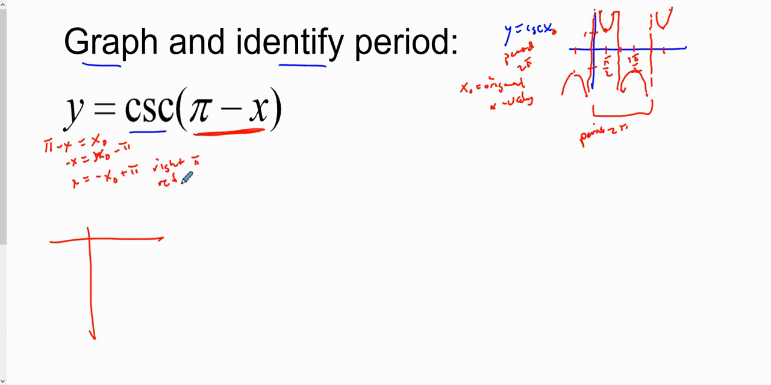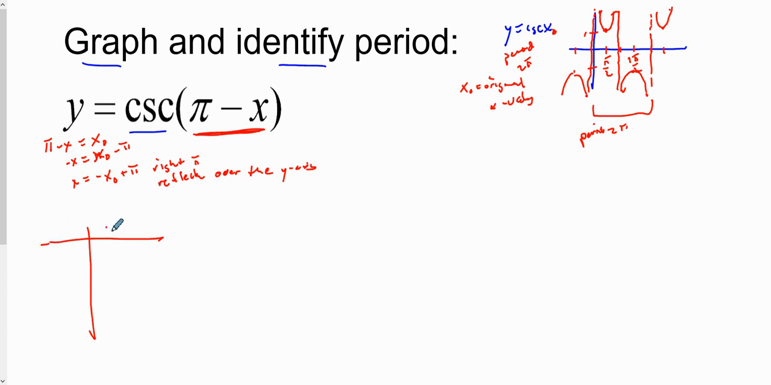Now, reflection over, not the x-axis, it's going to be over the y-axis here. Any negative on the x coefficient, inside, is a reflection over the y-axis. Reflection over the y-axis generally. All right, so we have this. Let's see what happens here.